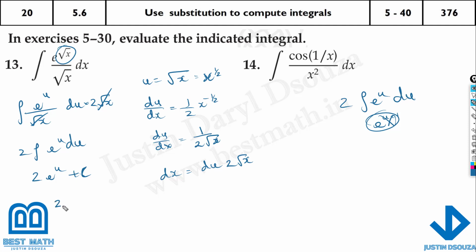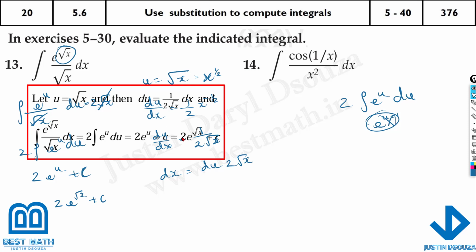Now this is the answer, but you have to substitute back whatever we assumed to be u. It's root x plus c. So that will be the final answer. Hope that's clear. It is 2e^(root x) plus c.